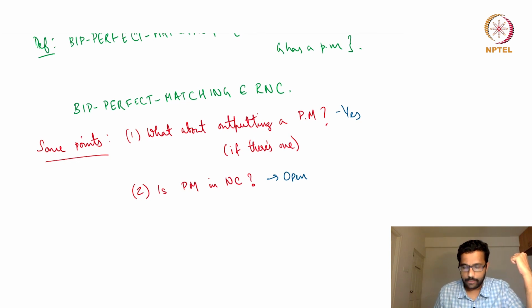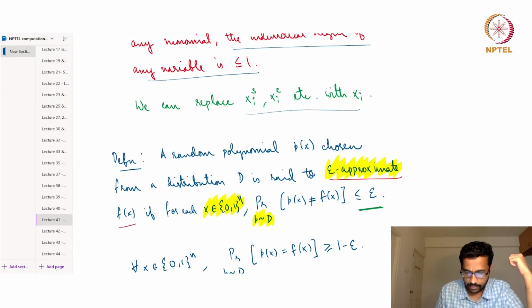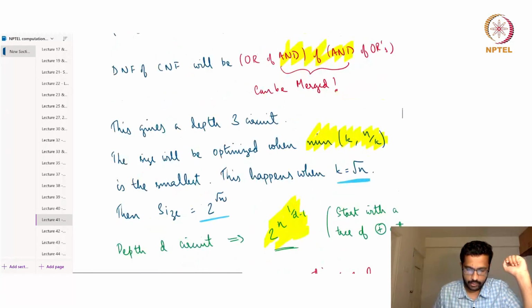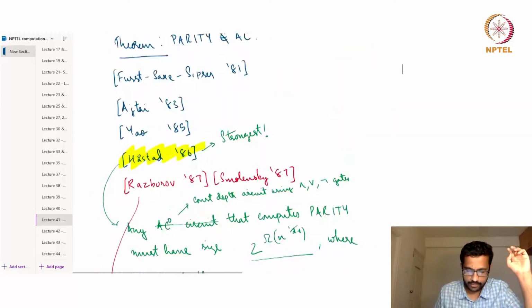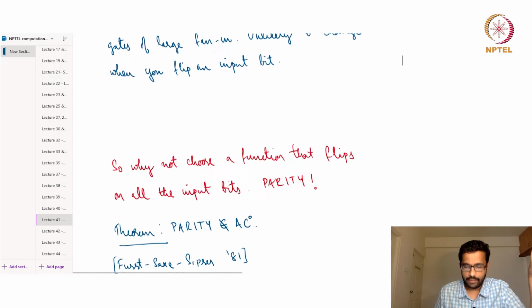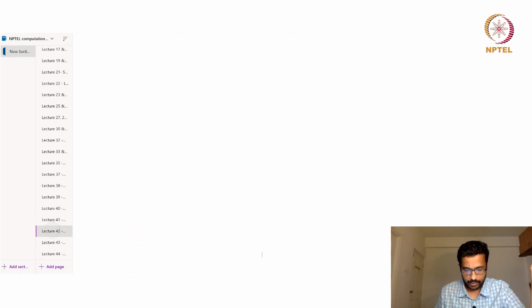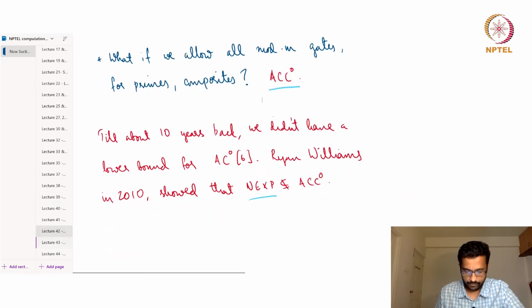And with that, we come to the end of week 8. So we saw that most of week 8 was taken by the proof that parity is not in AC0, where we approximated each AC0 function using a low degree polynomial over F3, and then we showed that parity cannot be approximated by a low degree polynomial over F3.